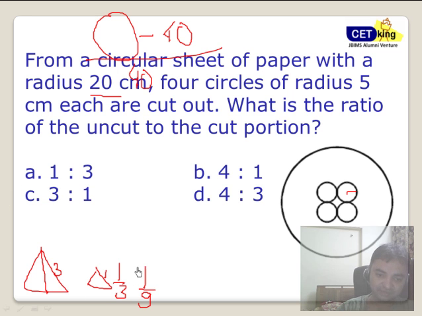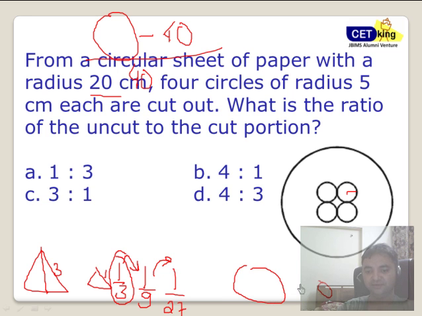Or in other words, whatever is the ratio of their sides, the square of that will be the ratio of the area, and the cube of that will be the ratio of the volume, so 1/27. Now I'm taking the similar triangle concept and expanding it onto circles as well. If this circle has radius 20 and this has radius 5, the ratio is 4:1. So the area ratio will be 16:1.